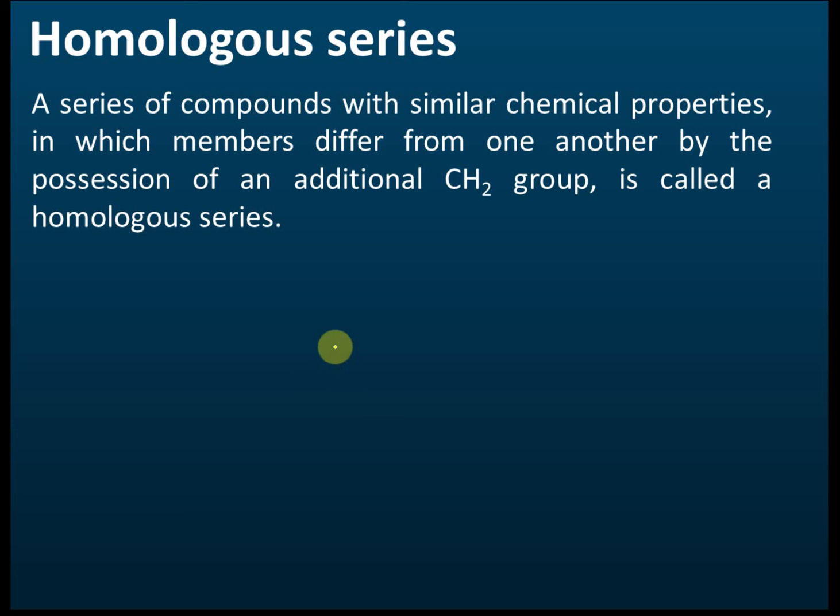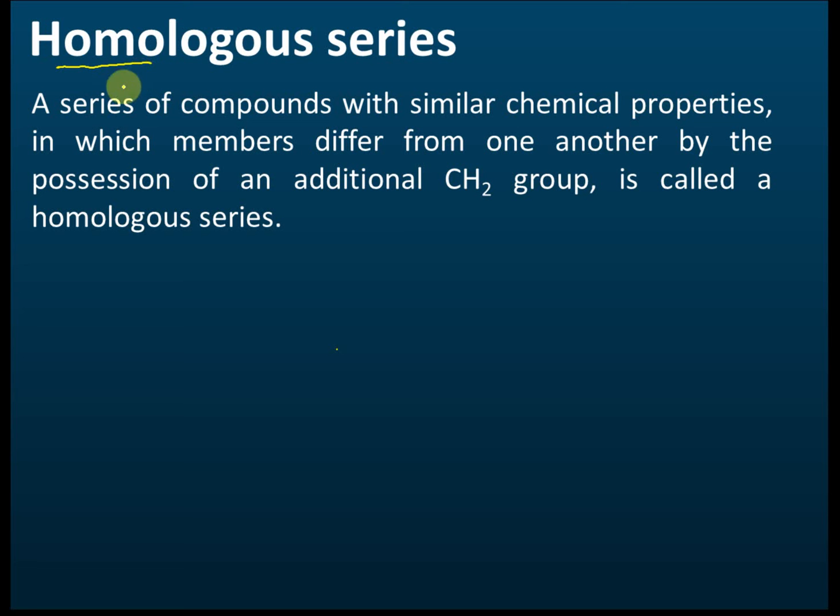Homologous series. When studying organic compounds, we are going to deal with a lot of homologous series. Now, what is a homologous series? Homo means the same. Homo means the same. So a homologous series means a group of carbon compounds which have certain similarities.